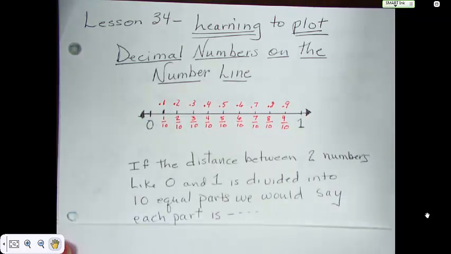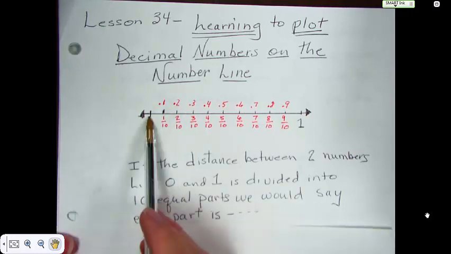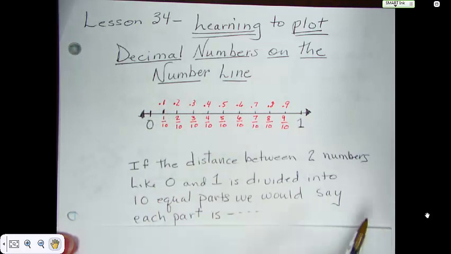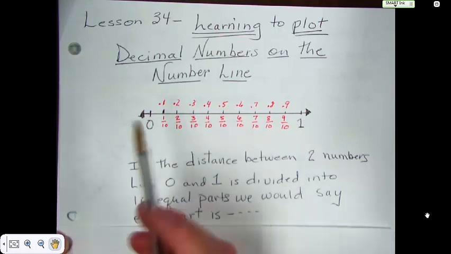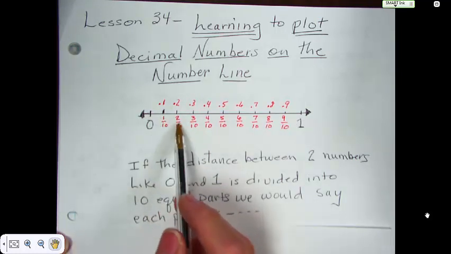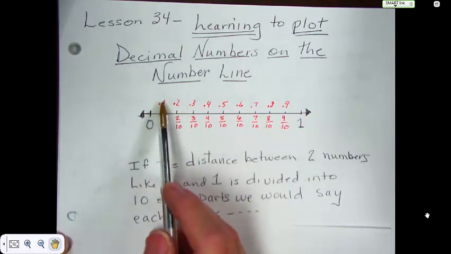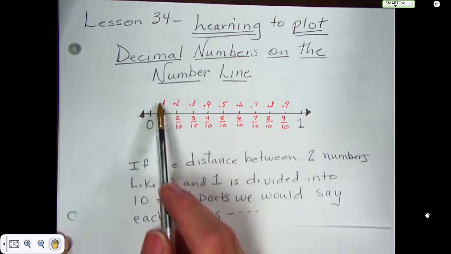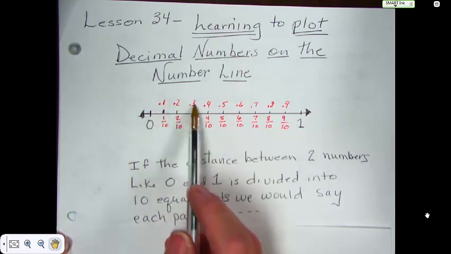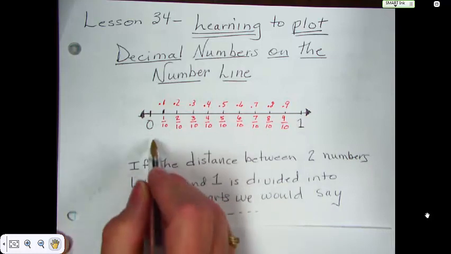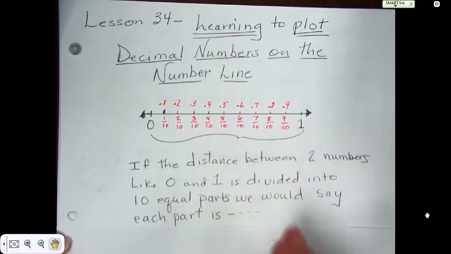If we were to take the distance between 0 and 1 on a number line and divide that into 10 equal parts, we would be dividing that into tenths. We would say each part is a tenth. We would refer to it as 1/10, 2/10, 3/10, 4/10, etc. And above I've written the decimal equivalent, which is 0.1, 0.2, 0.3, 0.4, 0.5, etc. These are all between 0 and 1.